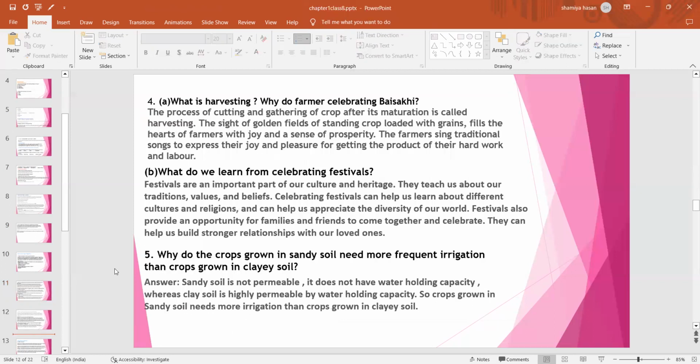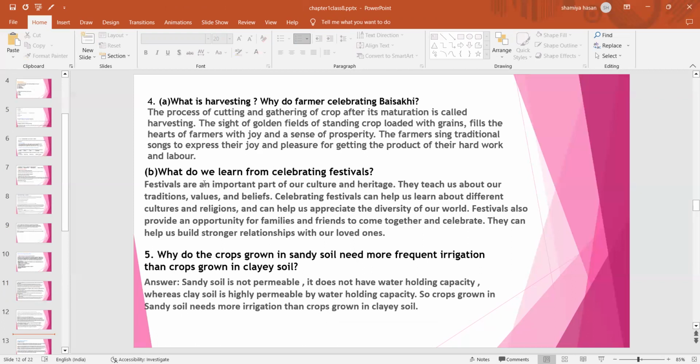Next, we have: what is harvesting? Why do farmers celebrate Vaisakhi? The process of cutting and gathering of crops after its maturation is called harvesting. The sight of golden fields of a standing crop loaded with grains fills the hearts of farmers with joy and sense of prosperity. The farmers sing traditional songs to express their joy and pleasure for getting the product of their hard work and labor.